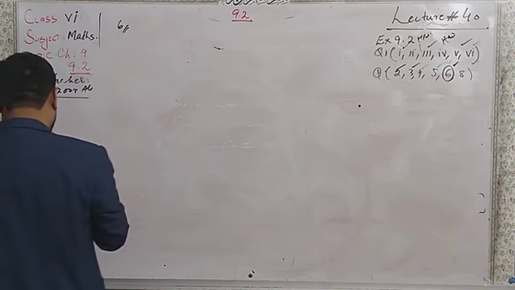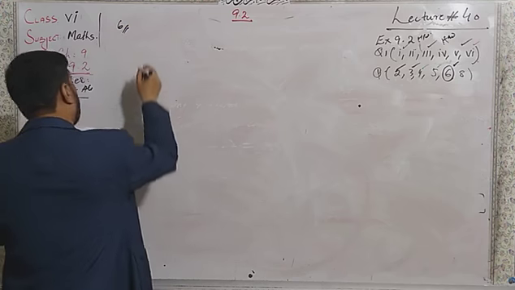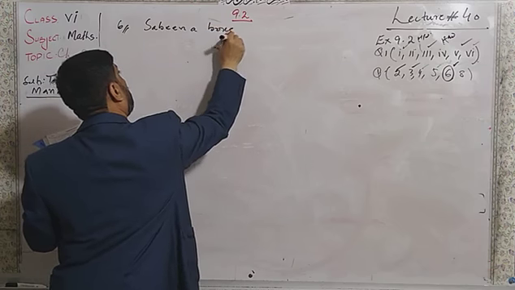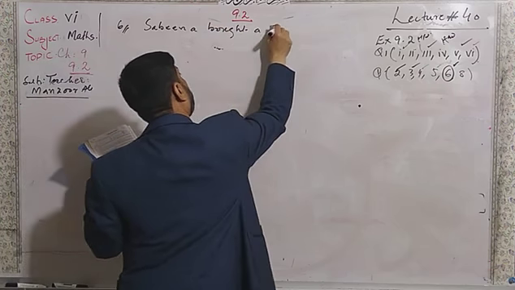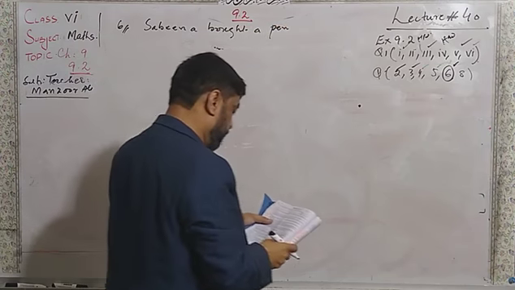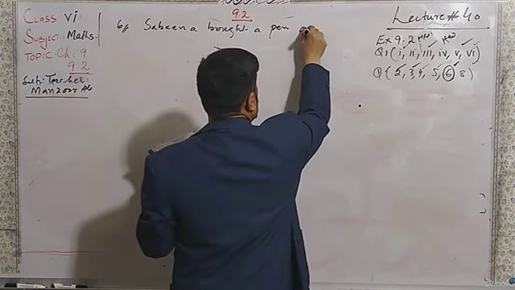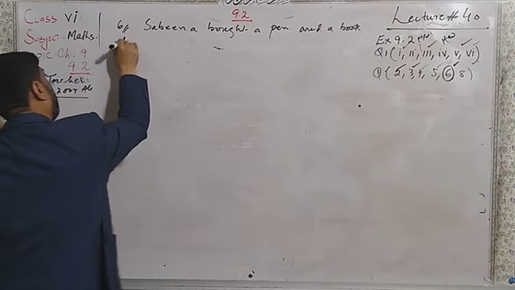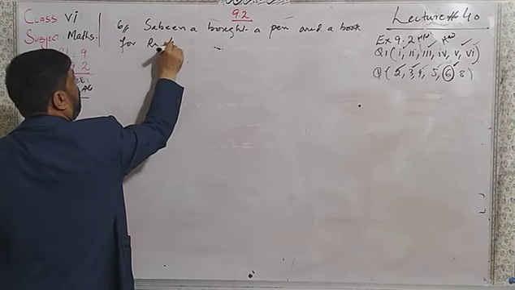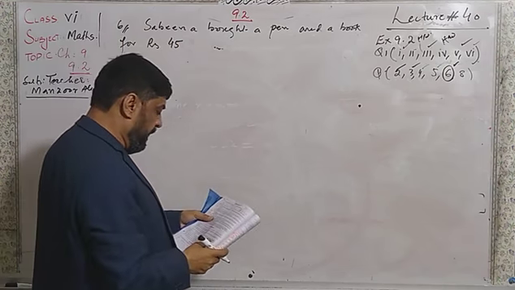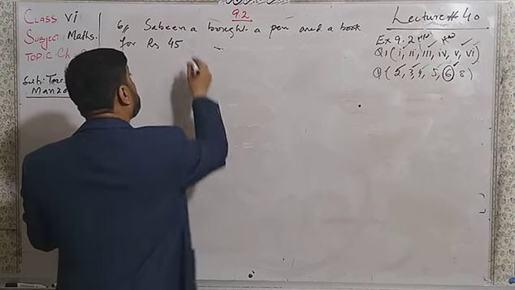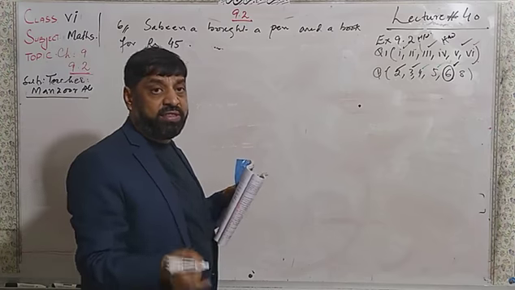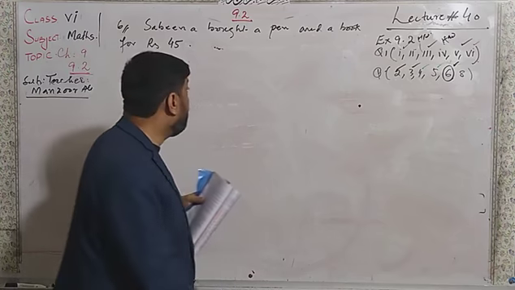Sum number 6, dear students. Sabina bought a pen and a book for rupees 45. Dear students, here the book was 8 times more expensive. 8 times means multiplied by the actual price. If the actual price is x, then it will be multiplied by 8.